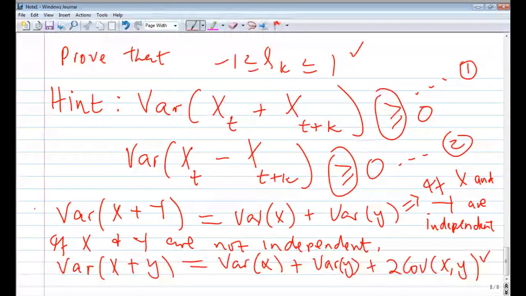So condition number 1 holds if x and y are independent. However, if x and y are not independent, condition number 2 holds. In other words, in condition number 2, you are going to add the covariance of the two. So that is what we did here. Because they are not independent, you have to add this. Otherwise, if you don't add this, you are saying that x and y are independent.